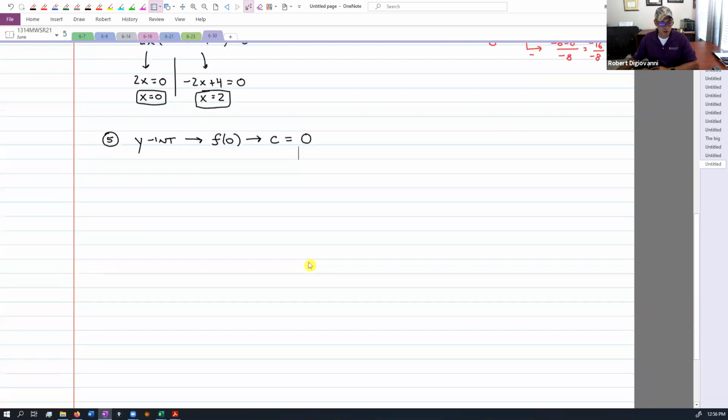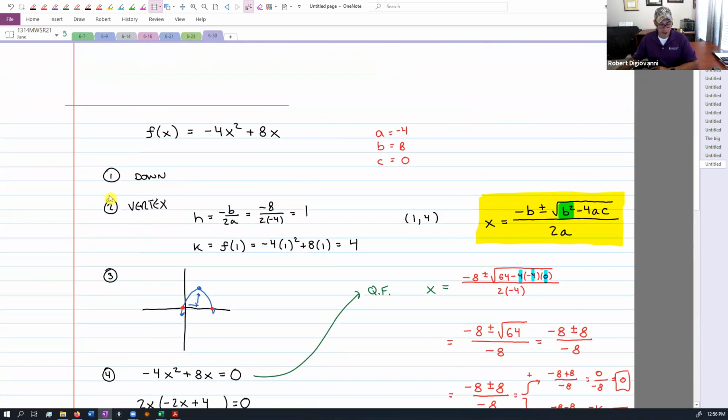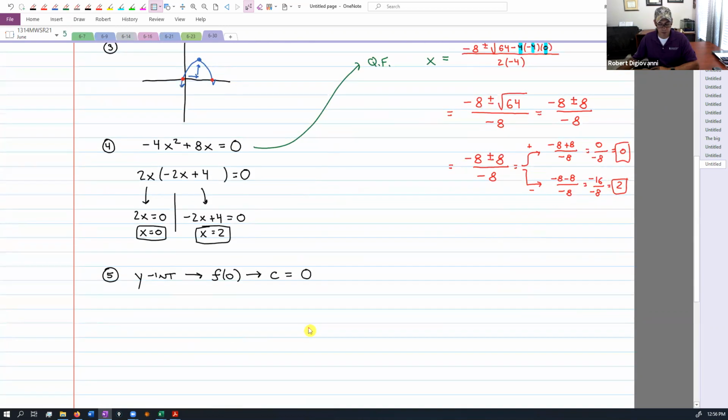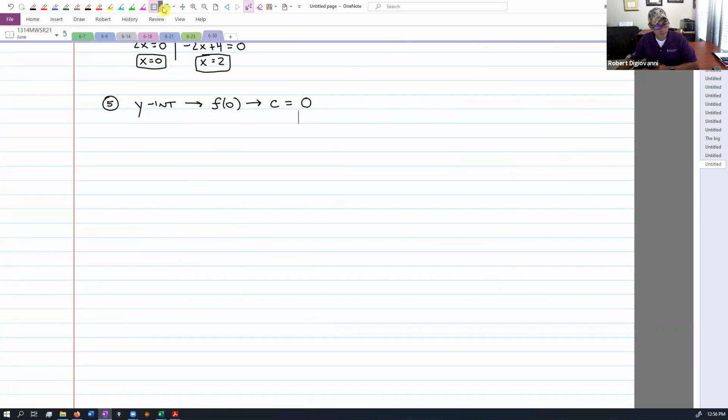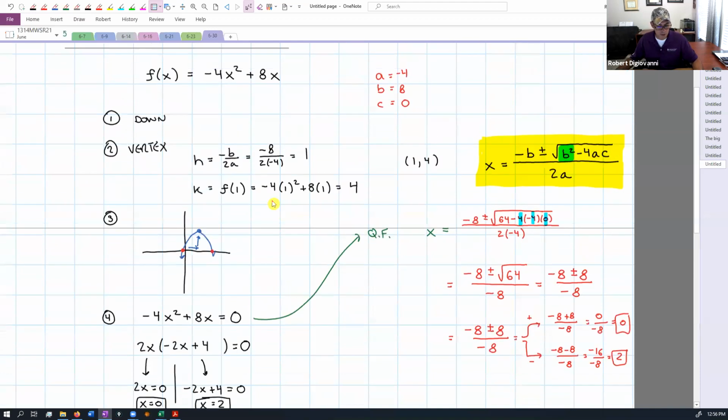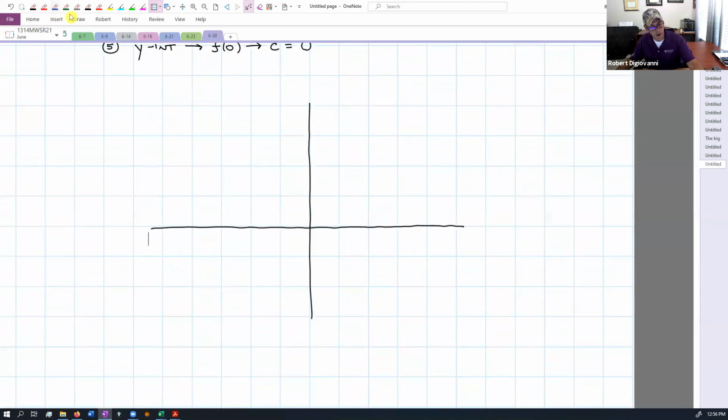So I think we're ready to draw this. We have the vertex is 1, 4. We have the x-intercepts 0 and 2. Y-intercept is 0. We should be ready to do it. Okay, vertex was 1, 4. So to the right 1, up 4. It's right there. The x-intercepts were 0 and 2.